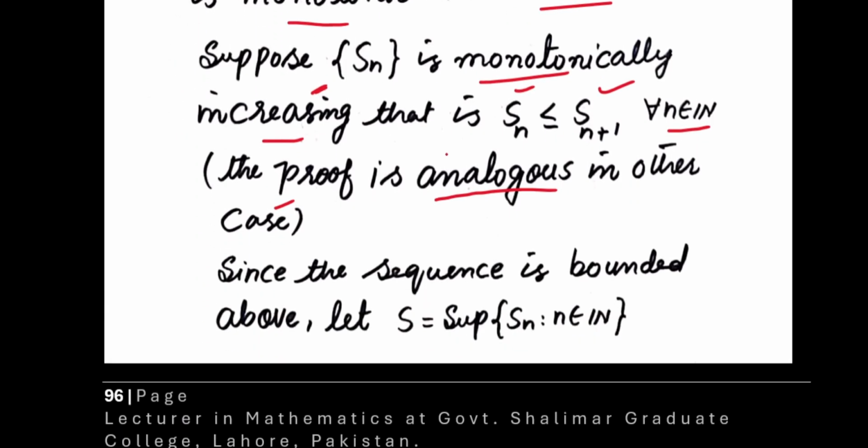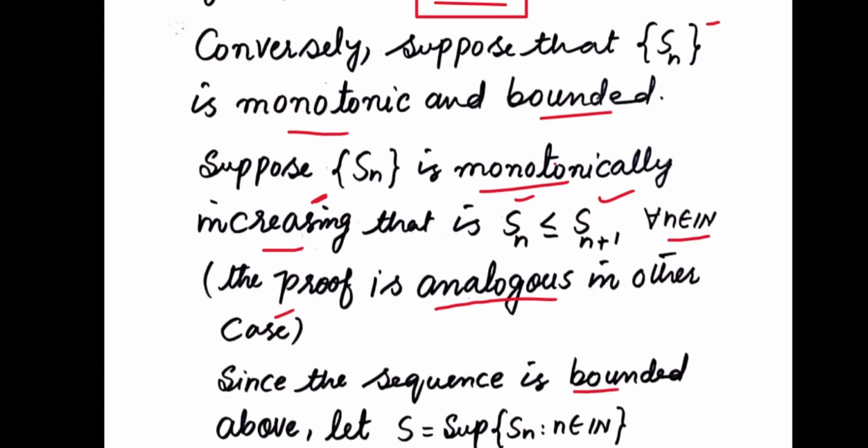Okay. I have written, since the sequence is bounded above. How is this bounded above? Because we have supposed your sequence is bounded. When you say a sequence is bounded, then by the definition of bounded, it is bounded above as well as bounded below.